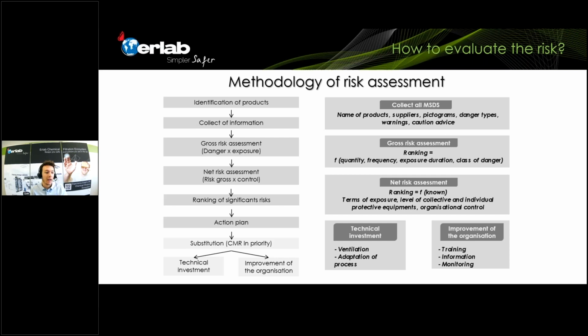But you're going to look at, okay, this is the danger that we have. These are the prevention measures, and then you look at what is the risk that still remains in the lab. And then you make a ranking of the significant risks that still remain. And of course, obviously, afterwards, you make an action plan.